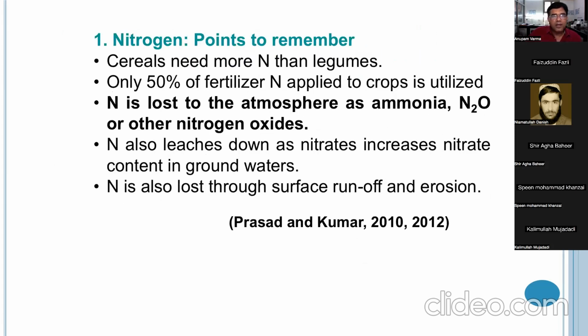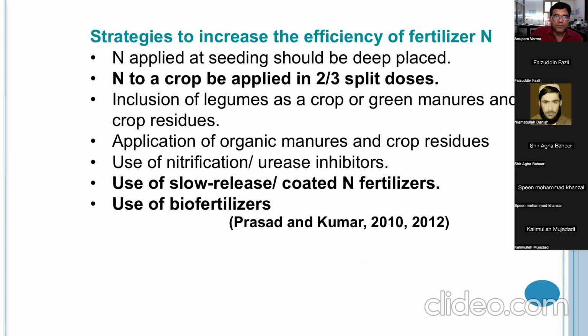And then in the end, I gave you points to remember about nitrogen. Like, cereals need more nitrogen than legumes. These are very important points you can remember. Only 50% of fertilizer nitrogen applied to crops is utilized. Nitrogen is lost by different mechanisms, and it also leaches down and so on.